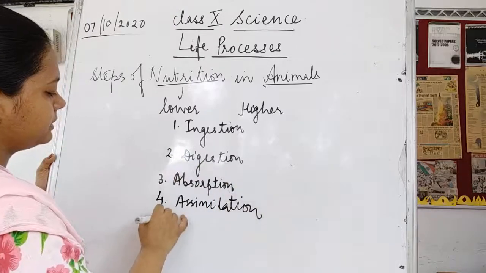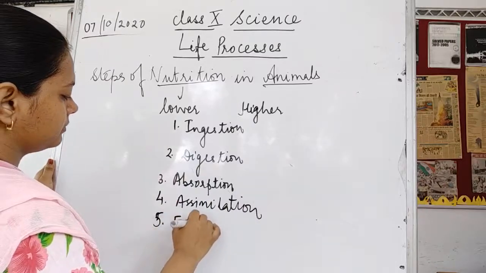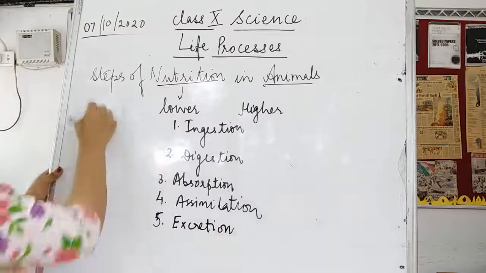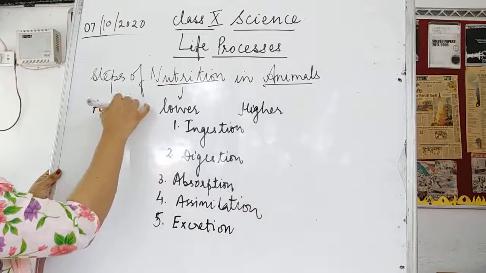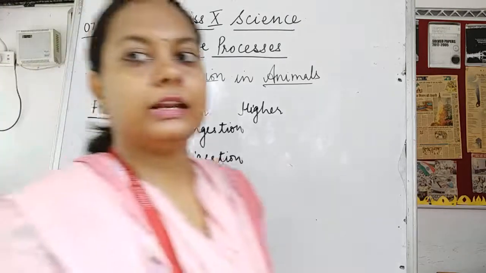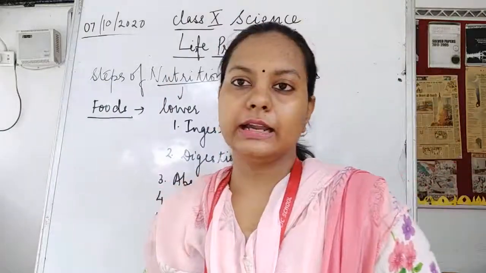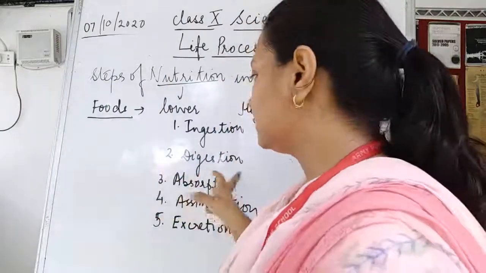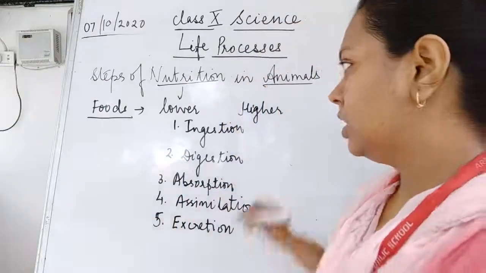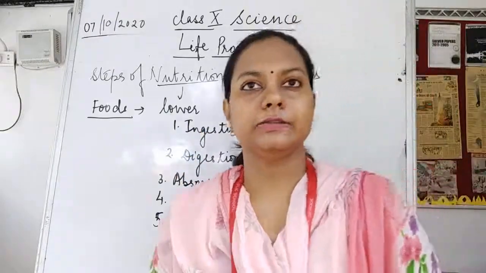And the fifth step is the excretion. Okay, so after taking in food, then what happens? After the uptake of food in the lower and the higher organisms, what happens? The food is getting ingested, it is getting digested, then it is getting absorbed, then it is getting assimilated, and lastly the egestion is taking place. So these are the main steps of nutrition in higher as well as the lower plants.